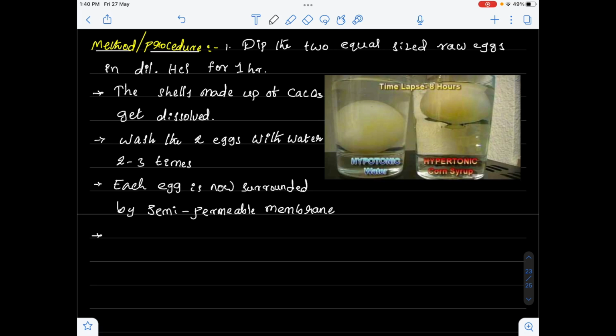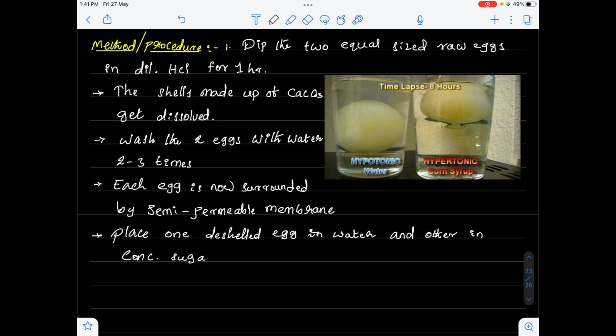Now we should place one of the de-shelled eggs in water and the other in concentrated sugar or salt solution. So this is the procedure.